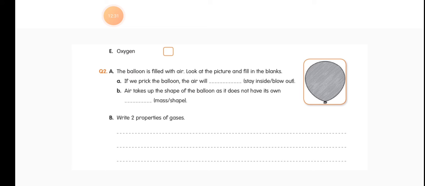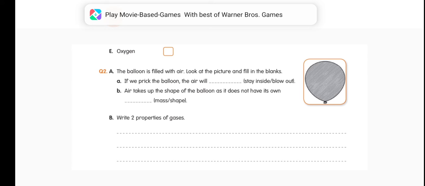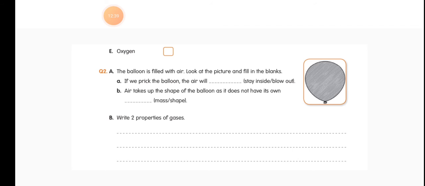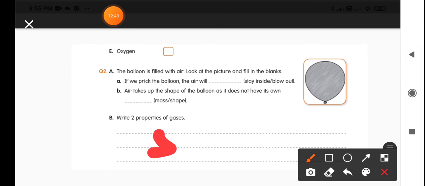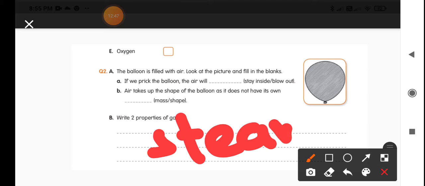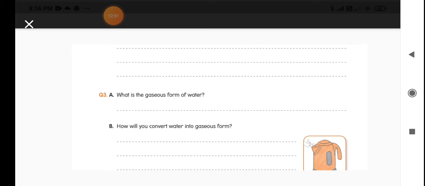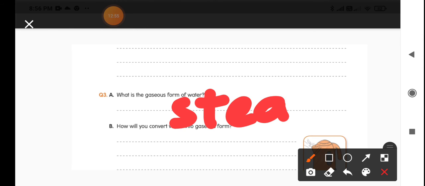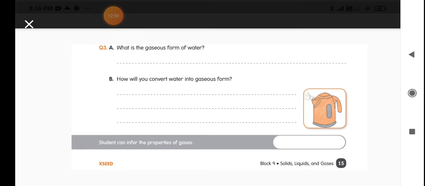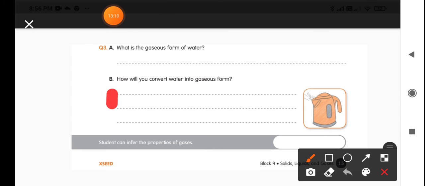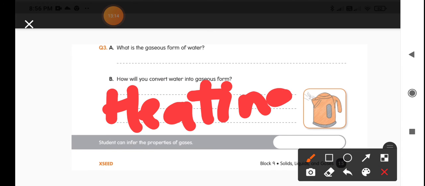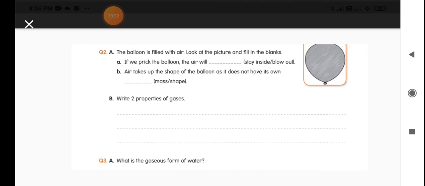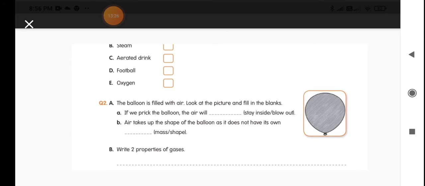Now, what is the gaseous form of water? When you heat the water, that changes into steam. So the steam is the gaseous form of water. So here you can write, the steam is the gaseous form of water. This is just a hint. You can write on your own. Now how will you convert water into gaseous form? By heating. By heating it, you can convert water into the gaseous form. Same thing you can see in your kettle when your mother is cooking food, how the liquid is changing into gas form.